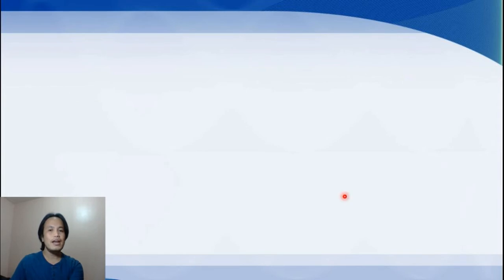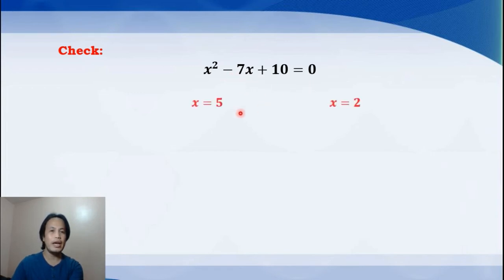Now to check if these values are correct, again, we go back to our original equation, x squared minus 7x plus 10 equals 0, and our values, x equals 5 and x equals 2. We check for the first value, x equals 5. So this is our equation. Instead of writing x here, we change that with the value of x, which is 5.